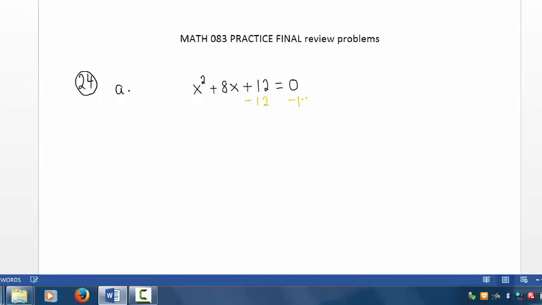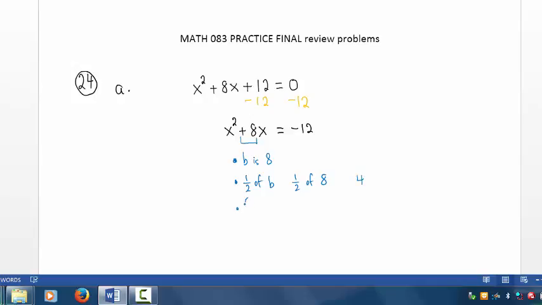I do that by subtracting 12 on both sides. Again, I really see this as moving that constant term out of the line of fire because the majority of our business will be on the left-hand side of the equation for the next few moments. Now what we do is we look at the value of b, and b is 8. What we do is we take half of b, so that's half of 8, that gives us 4.